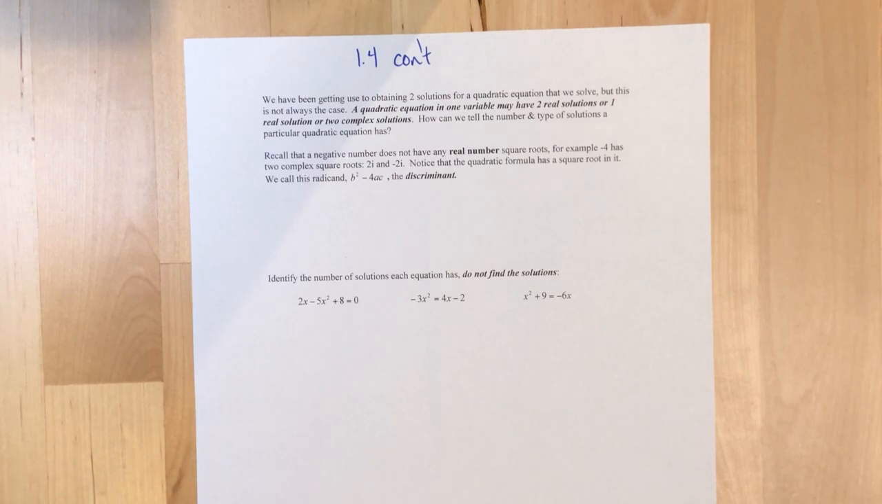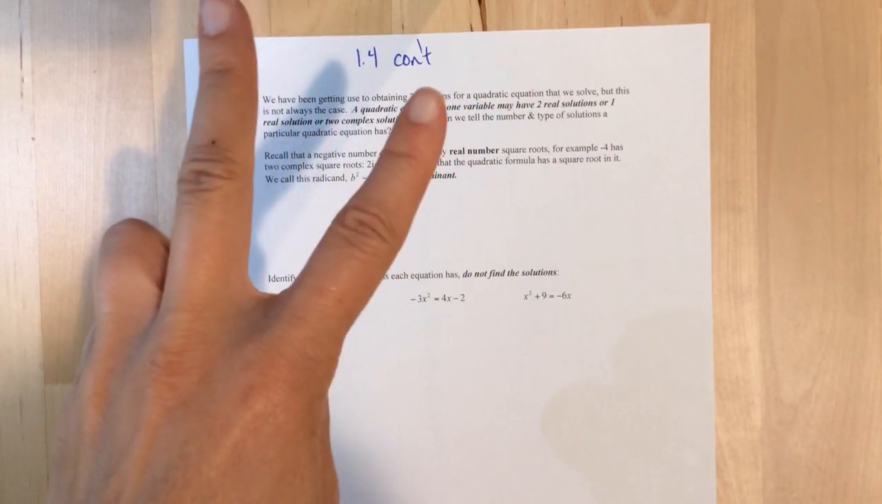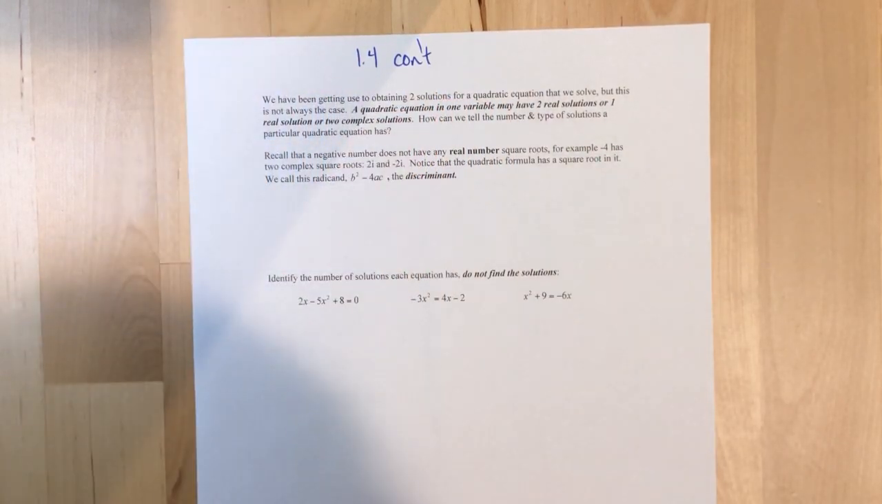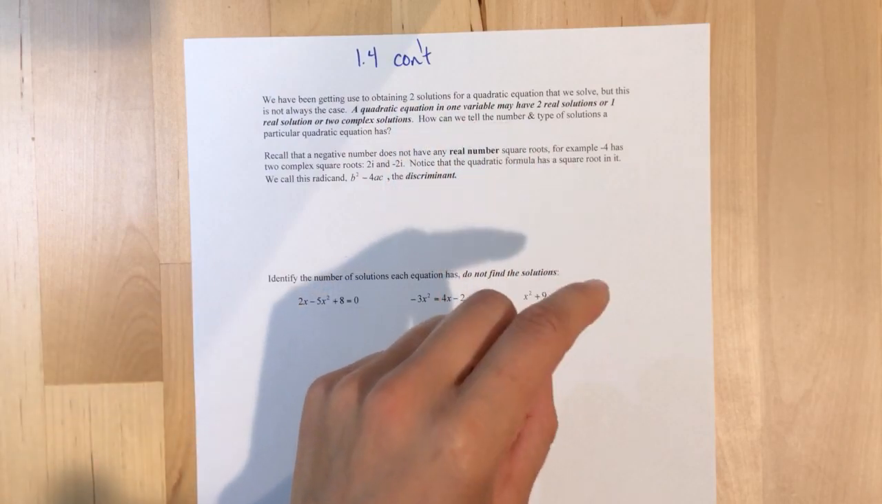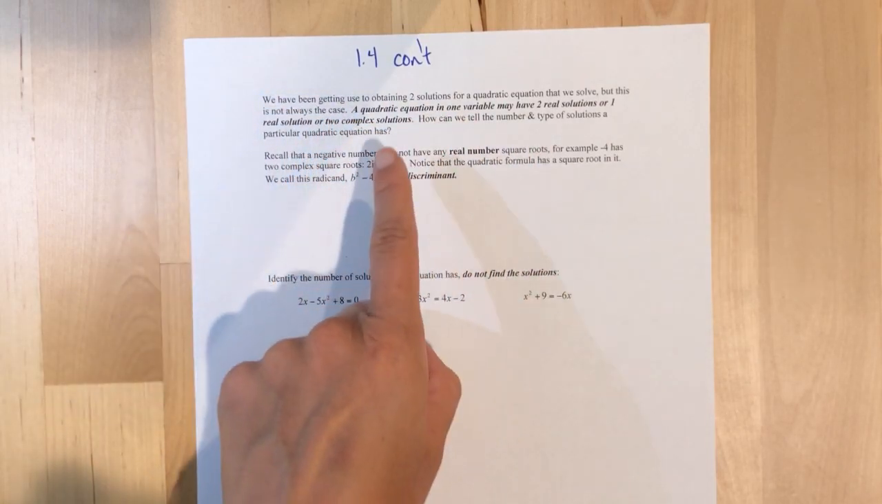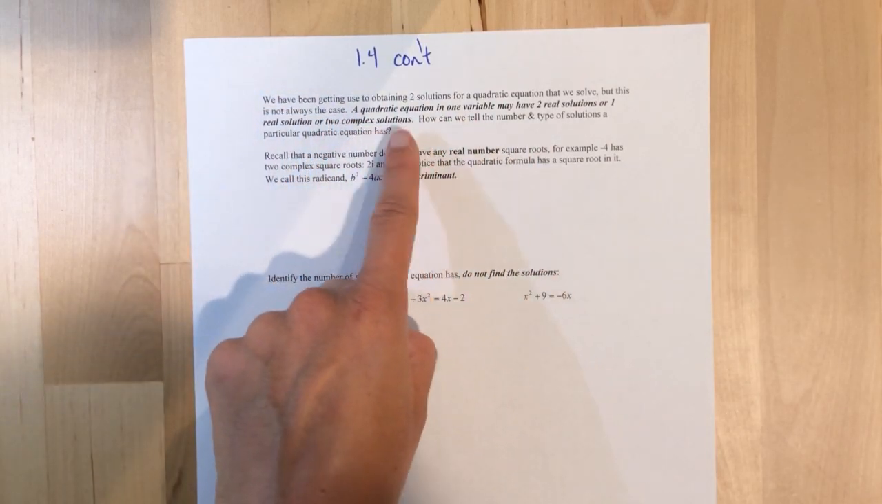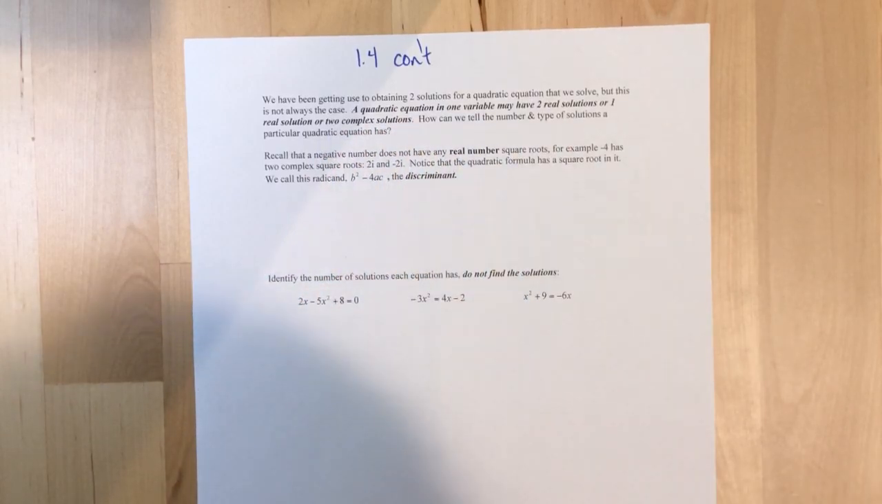Okay, last page for 1.4. We've been getting used to obtaining two solutions for a quadratic equation that we solve, but this is not always the case. A quadratic equation in one variable may have two real, one real, or zero real and two complex solutions. So how can we tell the number and type of solution a particular quadratic equation has?